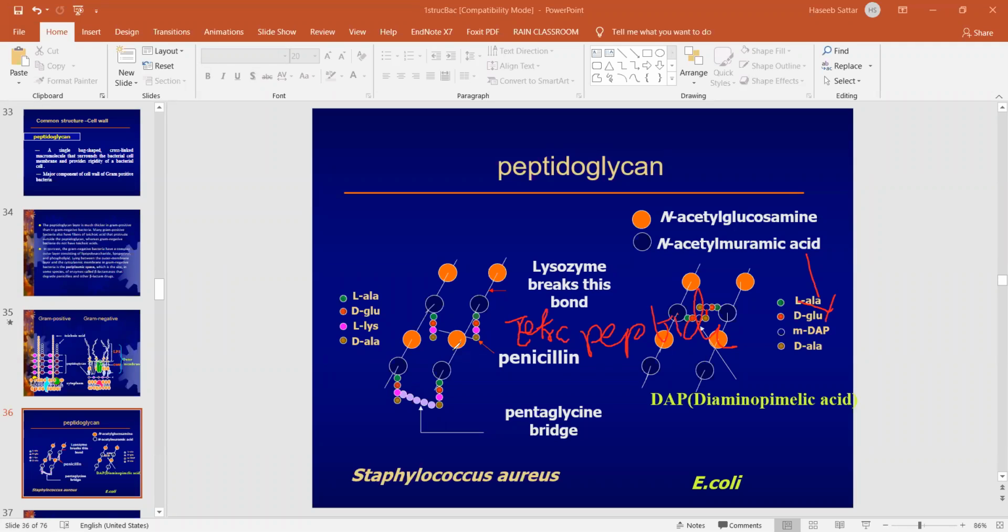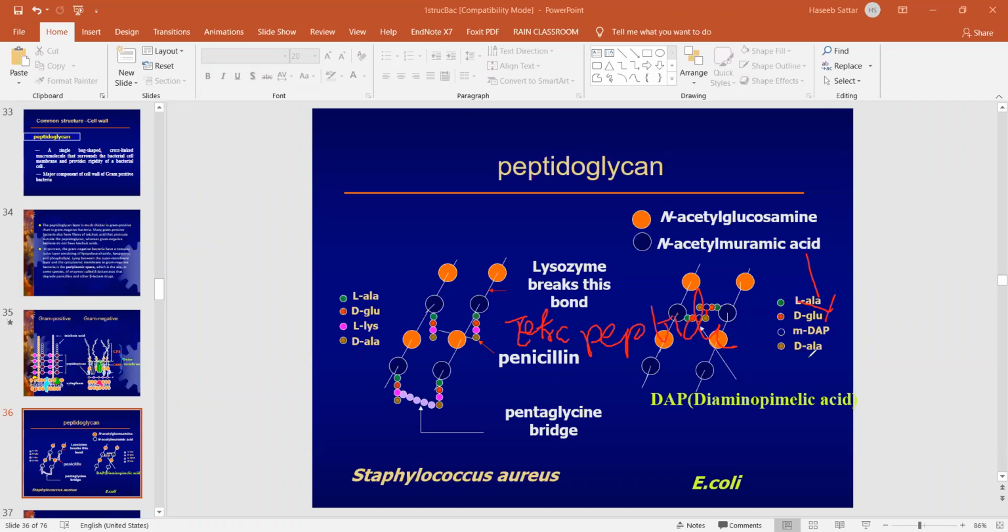These amino acids vary from bacteria to bacteria, species to species. Not all bacteria have the same amino acid. For example, Staphylococcus aureus has L-alanine, D-glutamine, lysine, and alanine. While E. coli has alanine, glutamine, and instead of lysine, it has another amino acid, that is diaminopimelic acid. Instead of lysine, they have this DAP molecule.